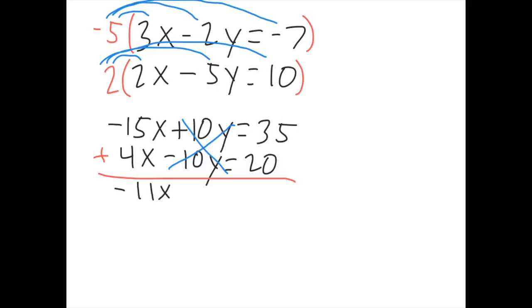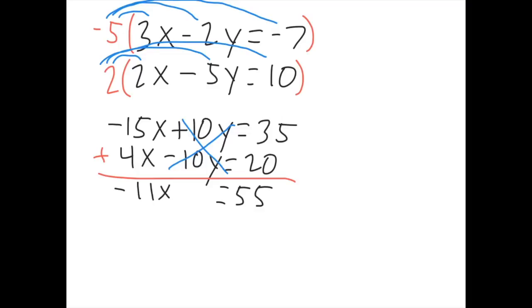If you do a problem and one of the variables doesn't eliminate, then you did something wrong. And you should go back and see what you did wrong. Because every time, these two should eliminate each other. Or if you chose the x's, the x's would eliminate. You should end up with just one variable after you add them. And now we add the 35 and the 20, and that'll give us 55.